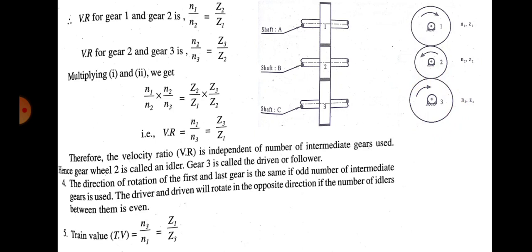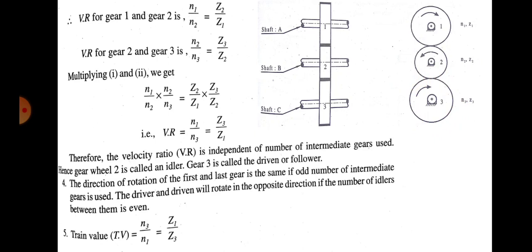Similarly, let us assume that Z1, in this case, instead of T they have taken Z. Z1 is the number of teeth on the first gear, Z2 is the number of teeth on the second gear, Z3 is the number of teeth on the third gear. Okay, so diameter is similarly not required here, but let's take D1, D2 and D3 respectively.